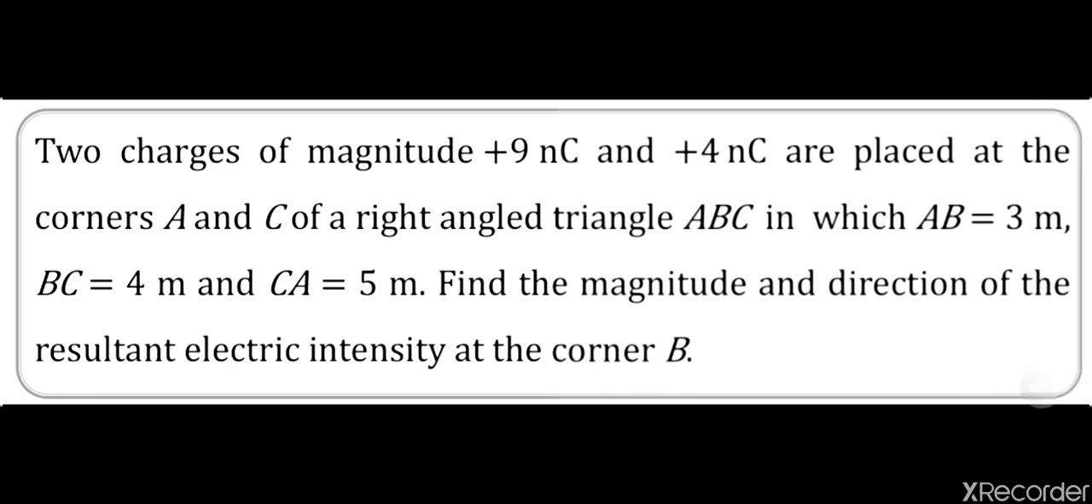Yeah, the next problem. Two charges of magnitude plus 9 nanocoulomb and plus 4 nanocoulomb are placed at the corners A and C of a right angle triangle ABC, in which AB is 3 meter, BC 4 meter and CA 5 meter. Find the magnitude and direction of the resultant electric intensity at the corner B. So it's a right angle triangle problem. We already solved it for the Coulomb's force. Here also it's the same type, but there we solved for the force, and here we are solving for the electric field intensity.